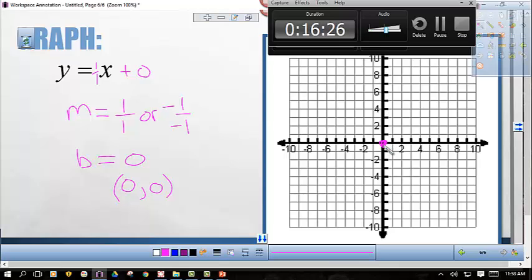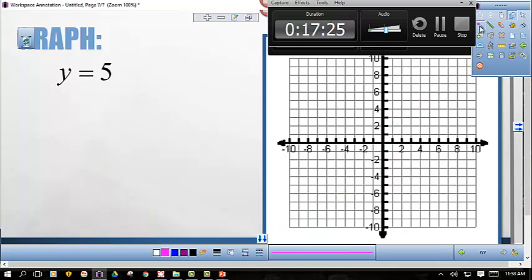It's an important point. So I'm going to go up 1 over 1, up 1 over 1, up 1 over 1, and continue this on for what feels like eternity. Now I'm going to go down 1 to the left 1, straight line.